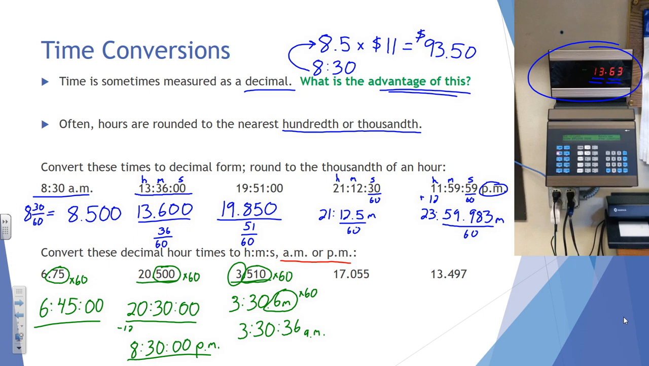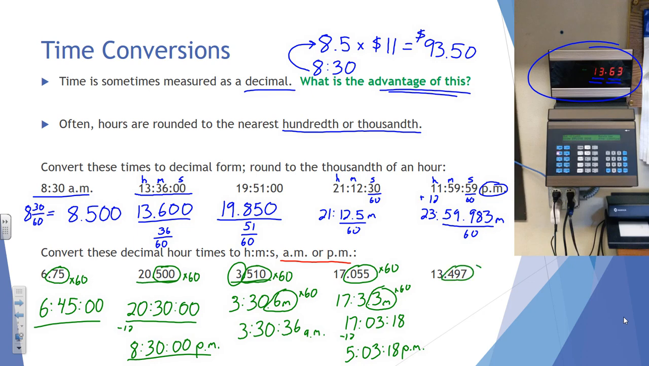Okay, 17.055. If we take that 0.055 times 60, we end up with 17 hours, 3.3 minutes, which we can call 17 hours, 3 minutes. And if we take that last 0.3 times 60, we'll get 18 seconds. So we have 17:03:18. 17th hour is well afternoon, so if we take away the first 12 hours of the day, we could say that that is 5:03:18 PM.